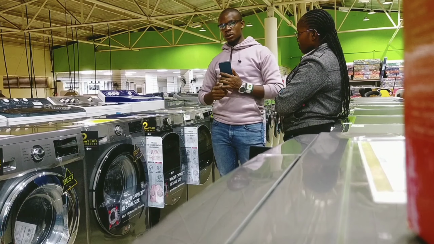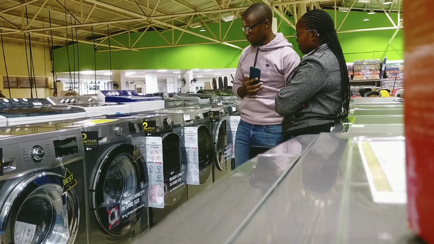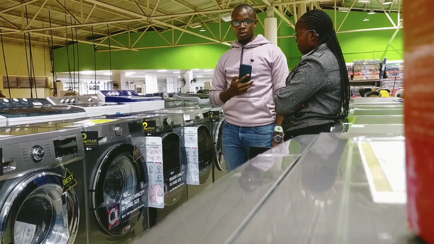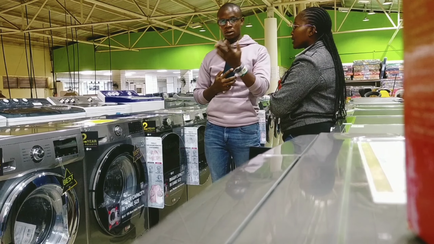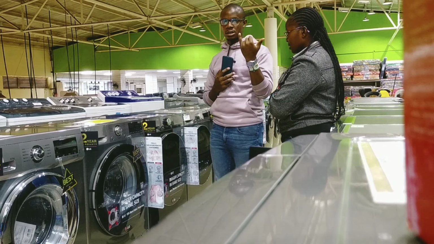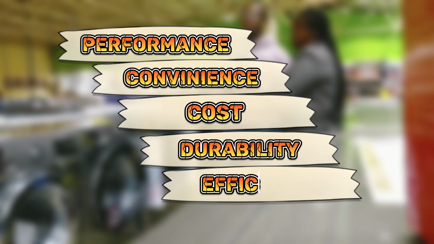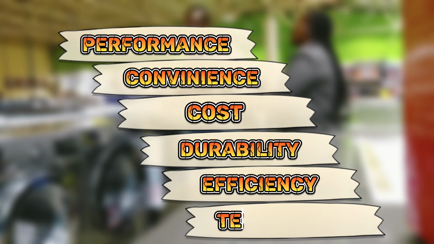If you're wondering what are some of the factors you need to consider before you buy a machine, you can stick along the video, and I think it can help you make a good decision. I'll categorize them into five features, and the first feature is performance. The second one, convenience. I'll also categorize it into the cost. That means purchase cost, repair costs, and whatnot. Number 3, I'll talk about durability. Number 4 is efficiency, and number 5 is technology.